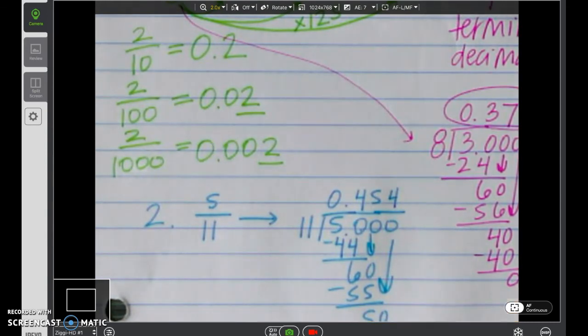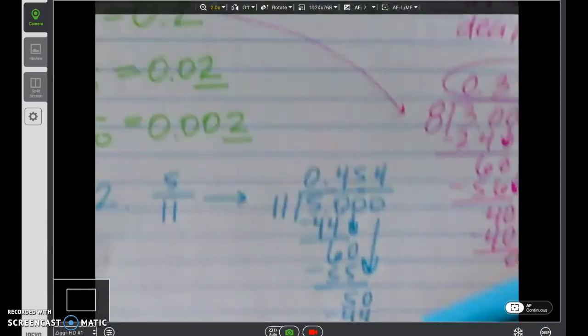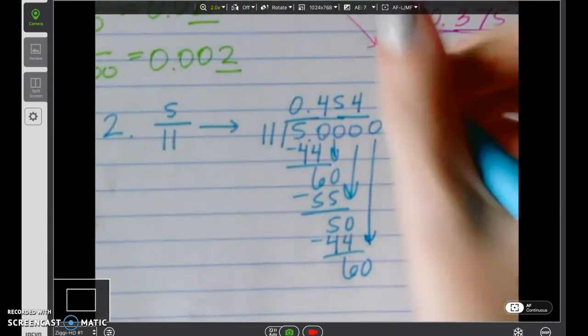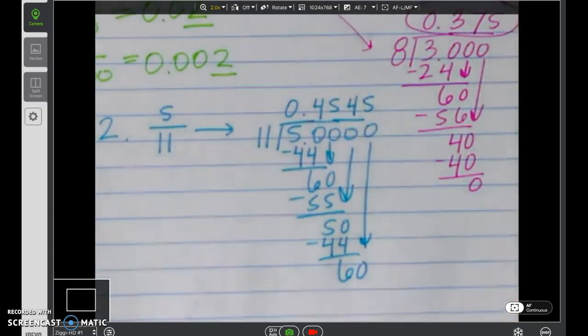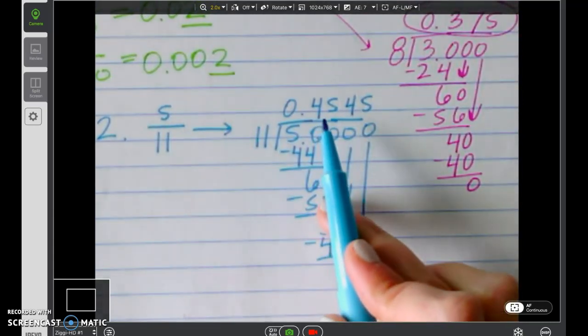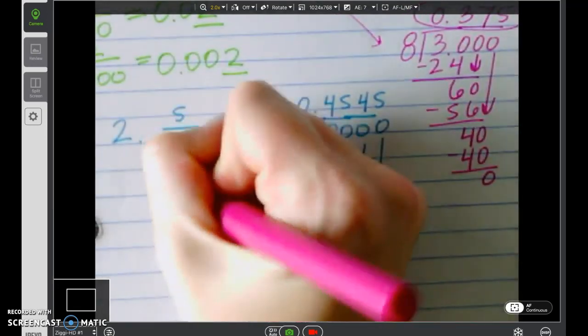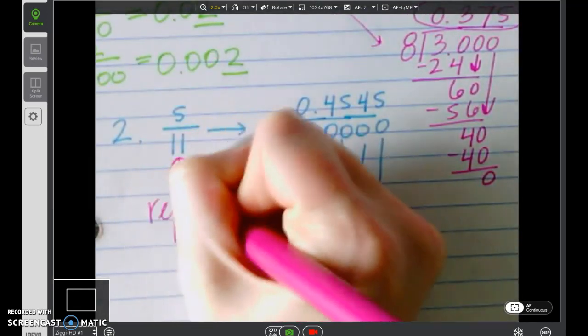Bring down my next 0. 11 goes into 60 5 times. And if you notice, we have a pattern developing of 4, 5, 4, 5. So this is going to be an example of a repeating decimal because I'm going to continue to have a remainder. I'm never going to have a remainder of 0. So this fraction is a repeating decimal.